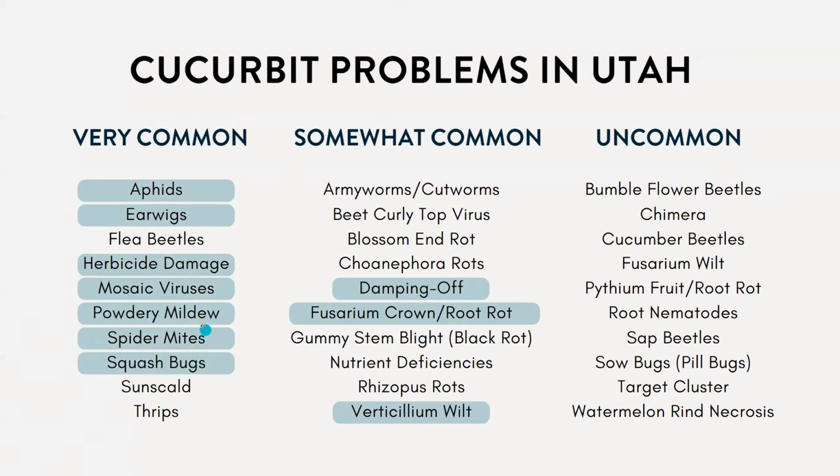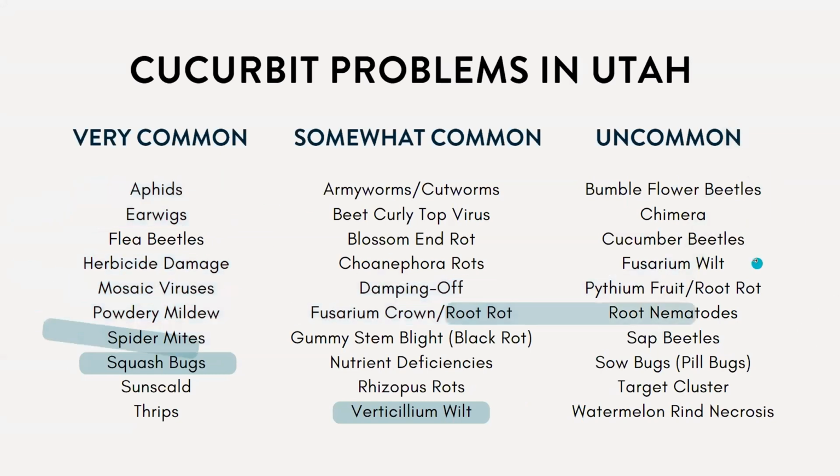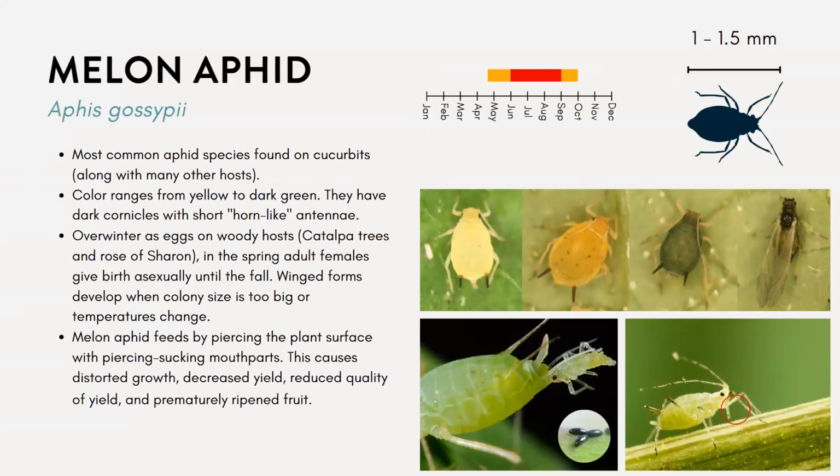Some that are very common that we see causing significant damage, some that are somewhat common, and some that I'll see from time to time, but they're uncommon and their severity isn't that big of a deal. I don't have time to go over all of these things, but I highlighted 10 that I think are interesting enough to go over. So the first one is aphids. There are several different species of aphids.